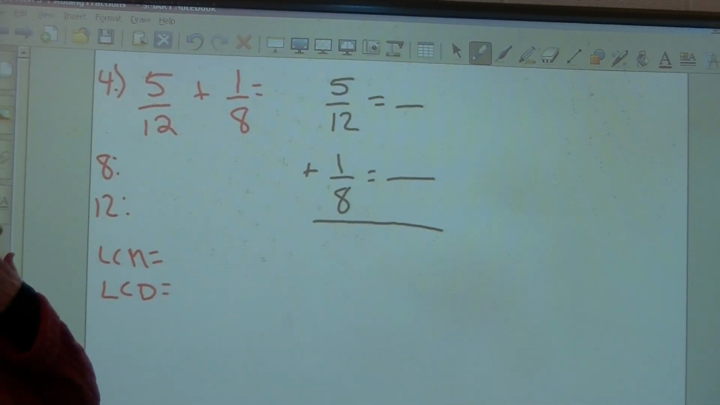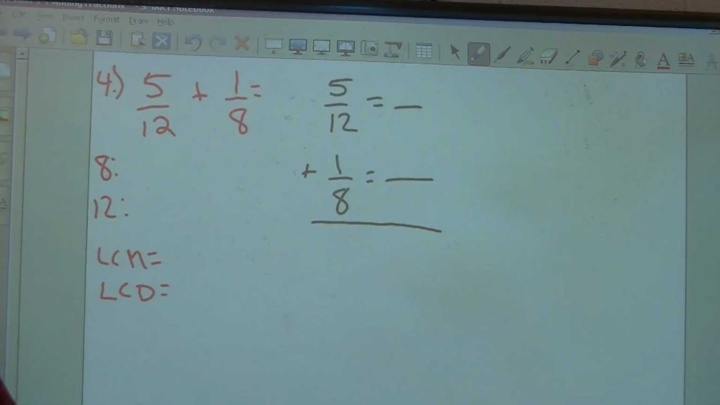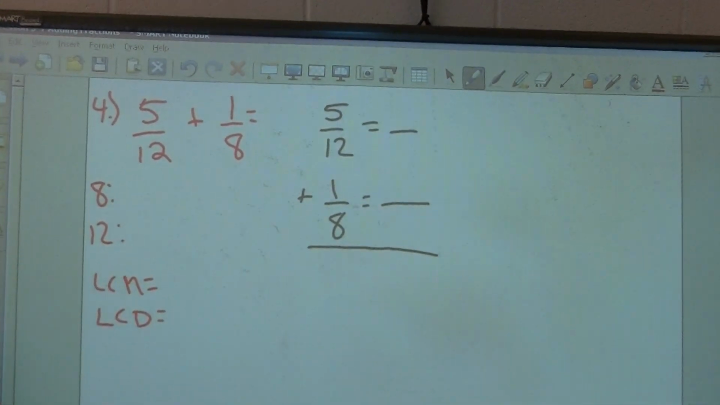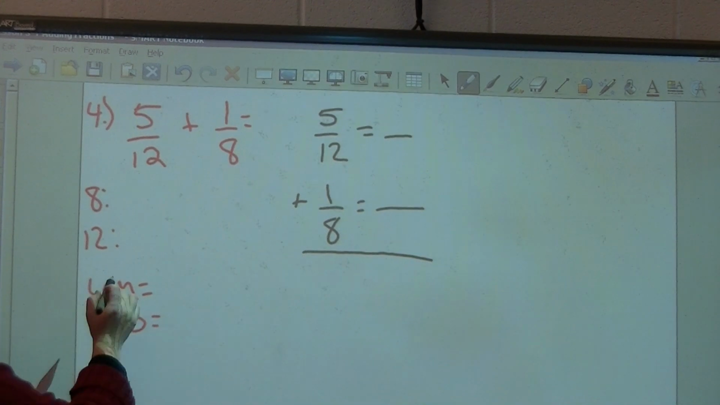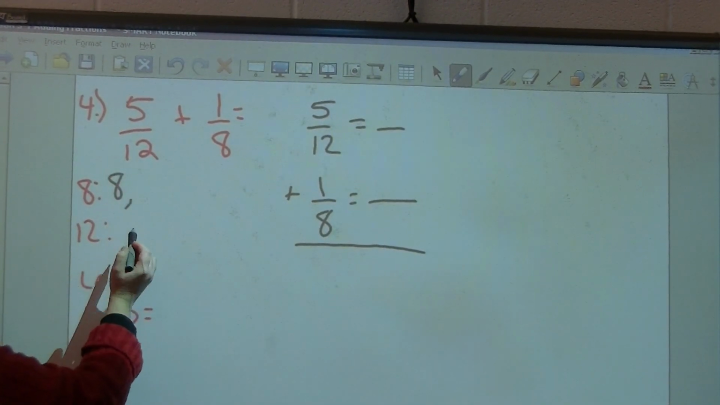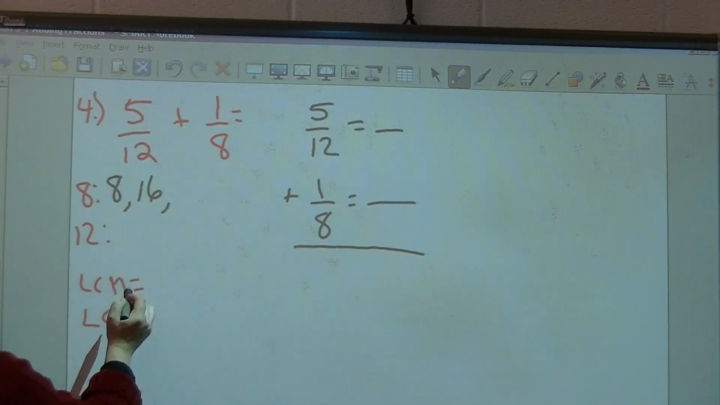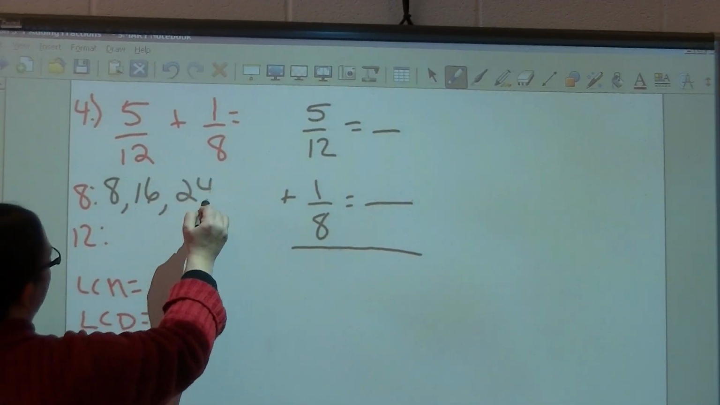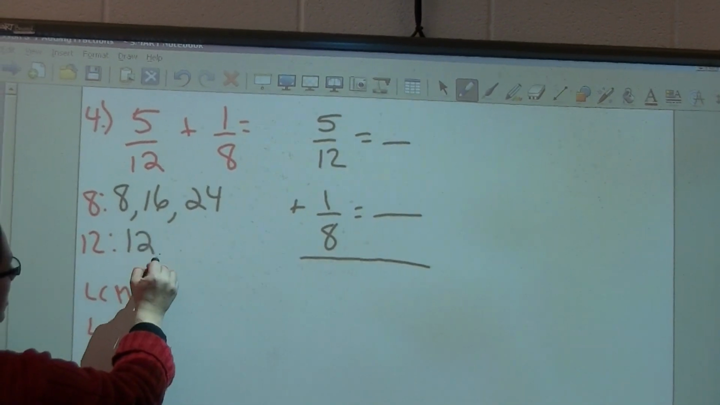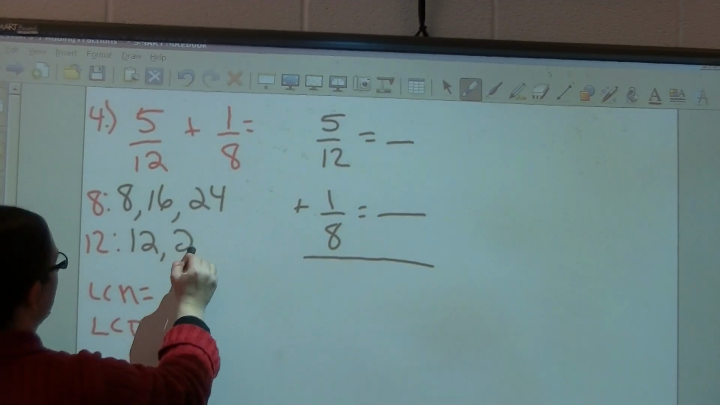Number 4, 5/12 plus 1/8. Copy your fractions. Again, you see we do not have a common denominator, so I can't just start adding. So I need to now make and find my LCM. 8 times 1 is 8. 8 times 2 is 16. 8 times 3 is 24. Good. Multiples of 12. 12 times 1 is 12. 12 times 2 is 24.